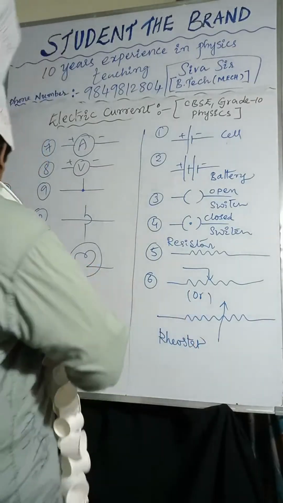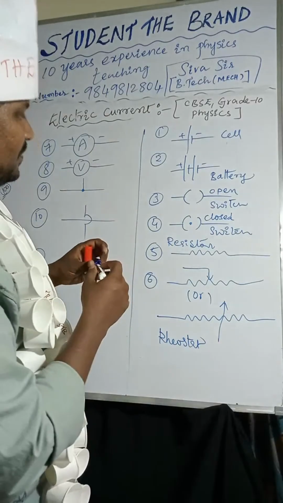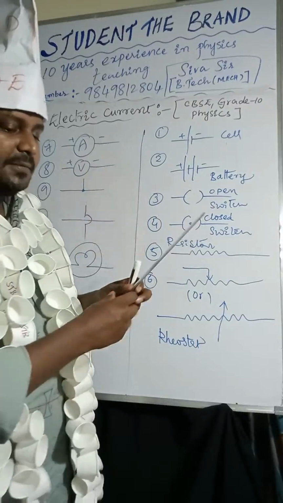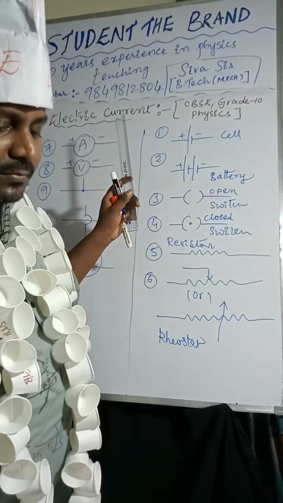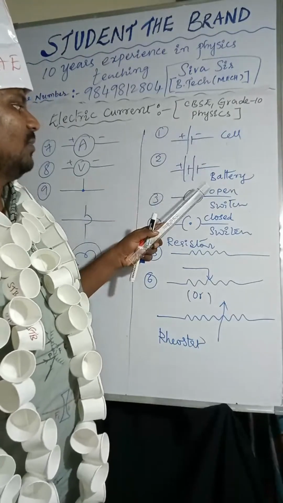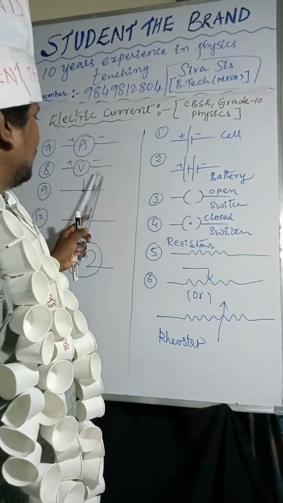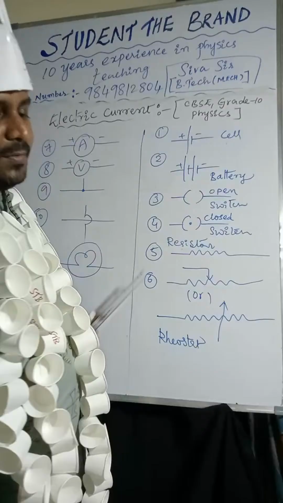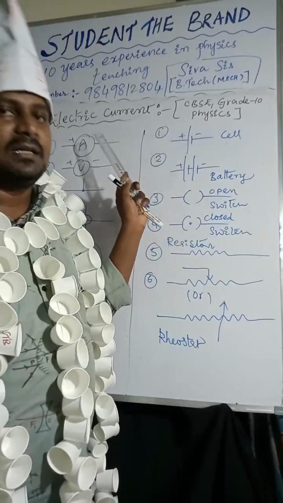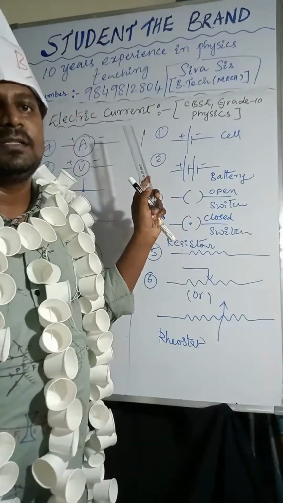Once again, what are the electrical appliances? Cell, battery, open switch, closed switch, resistor, rheostat, ammeter, voltmeter, wire joining, wire crossing, bulb. So this is about the electrical appliances we are discussing.